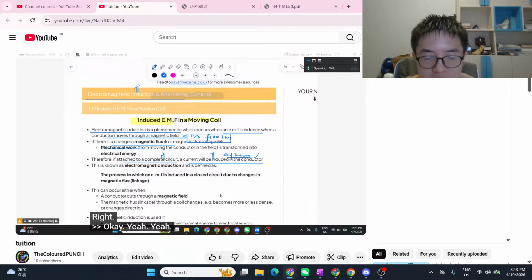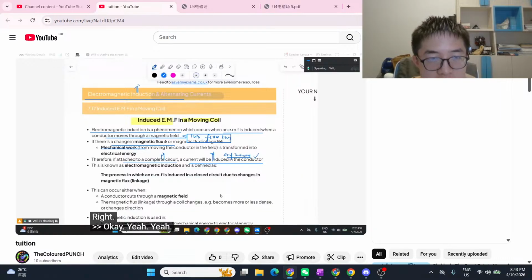Electromagnetic induction is the process in which an EMF is induced due to the changes in magnetic flux in a closed circuit. The process in which EMF is induced in a closed circuit due to the changes in magnetic flux or flux linkage.